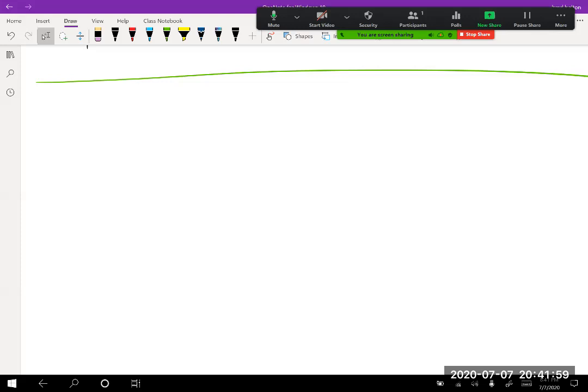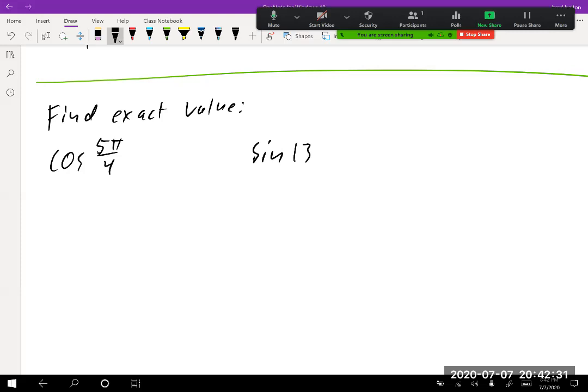So now you can find any angles associated with 30-60-90s or 45-45-90s, because now we know each of them. So basically, I could ask you to find the exact value of anything now. I could say find exact value, and I could say cosine of 5 pi over 4. Or I could ask you to find the sine of 135 degrees. Or I could ask you to find the sine of negative pi over 4.